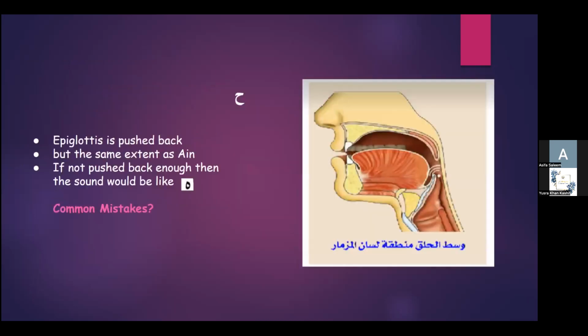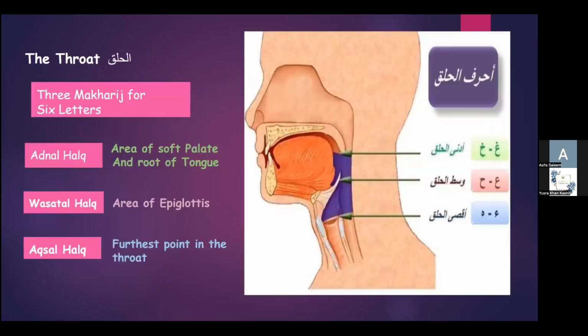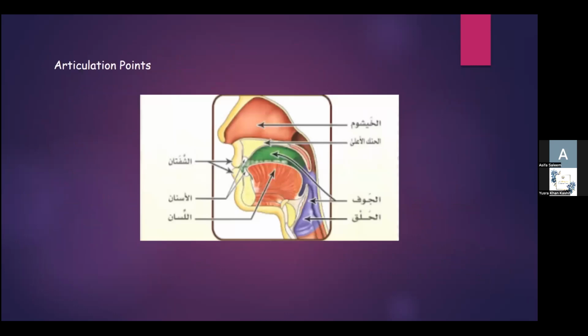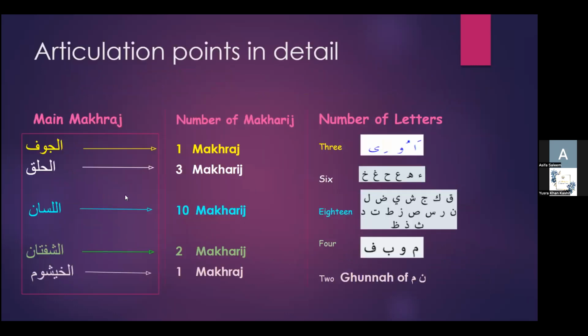So keep in mind how we learned and divided the number of the makhaarij. Al-jawf has only one makhraj, meaning the empty space in the mouth and the throat, that hollow space that we see, that's one makhraj for 3 letters. And from al-halq, we learned the 3 makharij, which are aqsa halq, wasat halq, and adna halq.